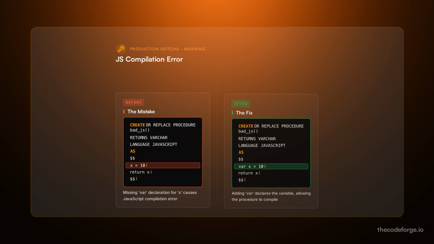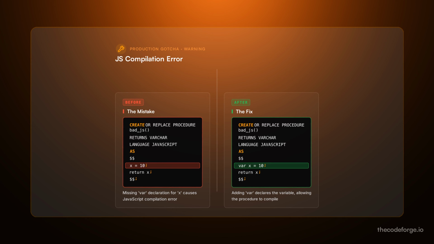In JavaScript procedures, all variables must be declared with var, let, or const. Forgetting that, like we see here on the left, causes a compilation error. The fix is simply adding var before the variable, which declares it and allows the procedure to compile.